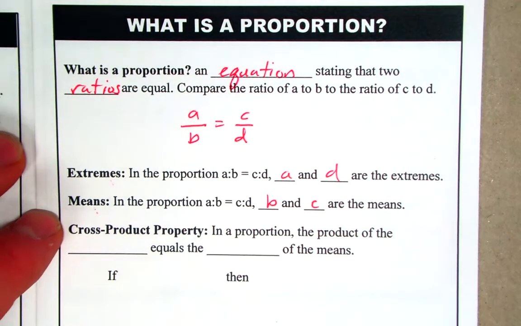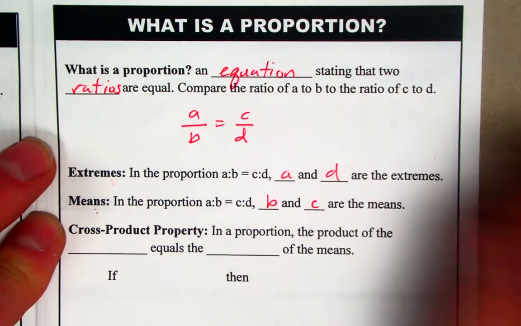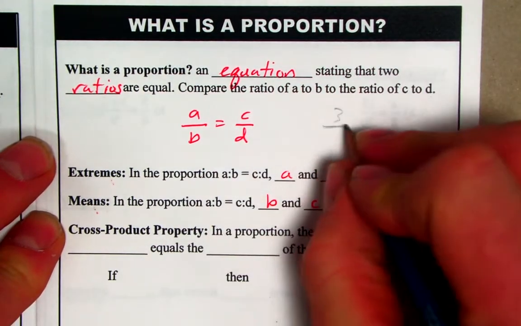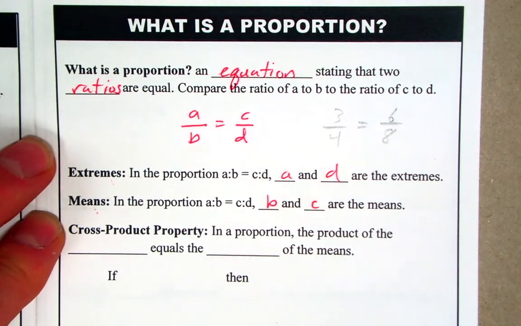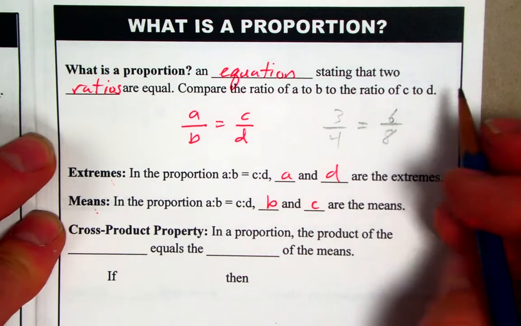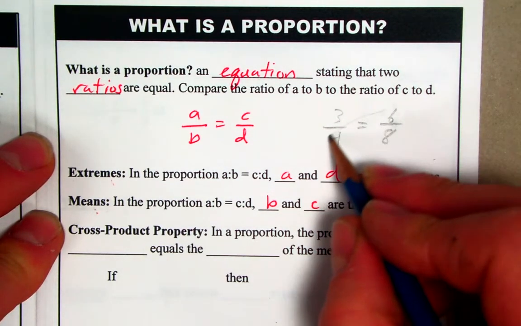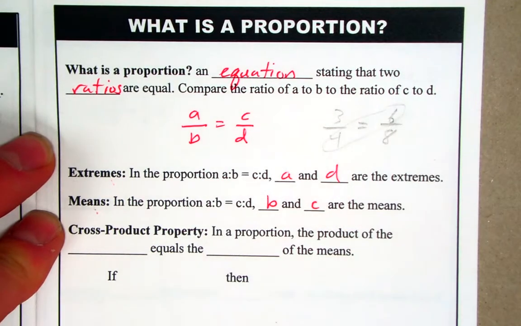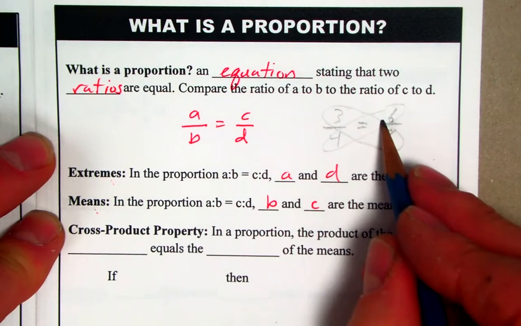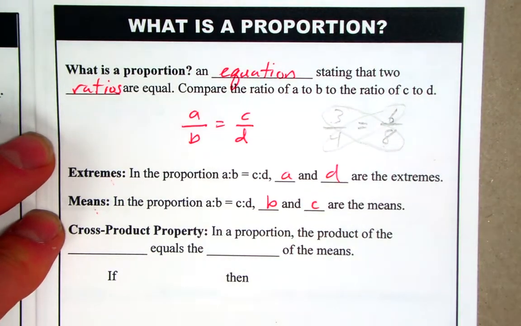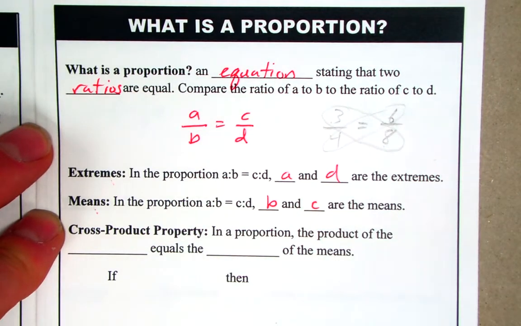Now, in order for a proportion to be true, the two ratios have to be equal. So, for example, you might have 3/4, and that's equal to 6/8. Now, one thing you may not have noticed before in a proportion is that the product of the means is the same as the product of the extremes. 4 times 6 is 24. 3 times 8 is 24. So if you have a true proportion, then the cross products are equal.